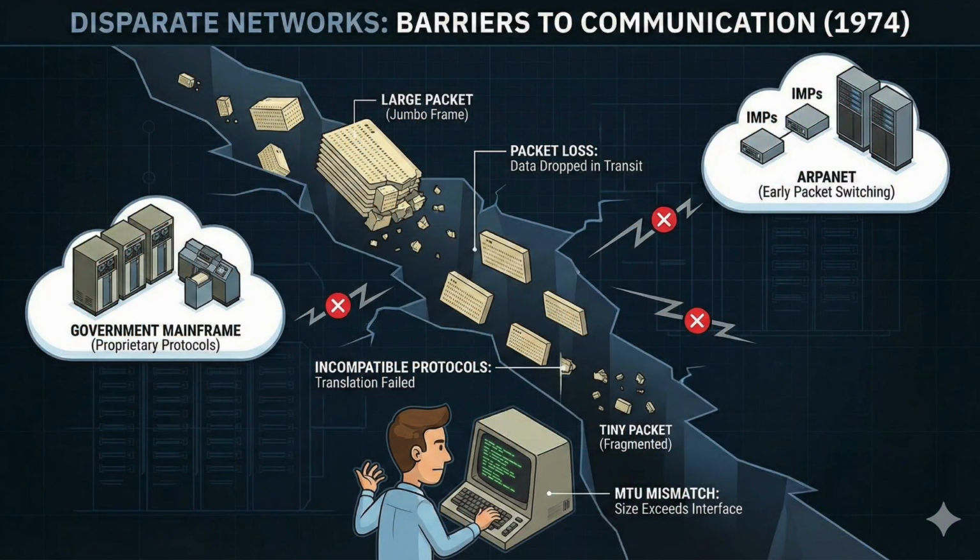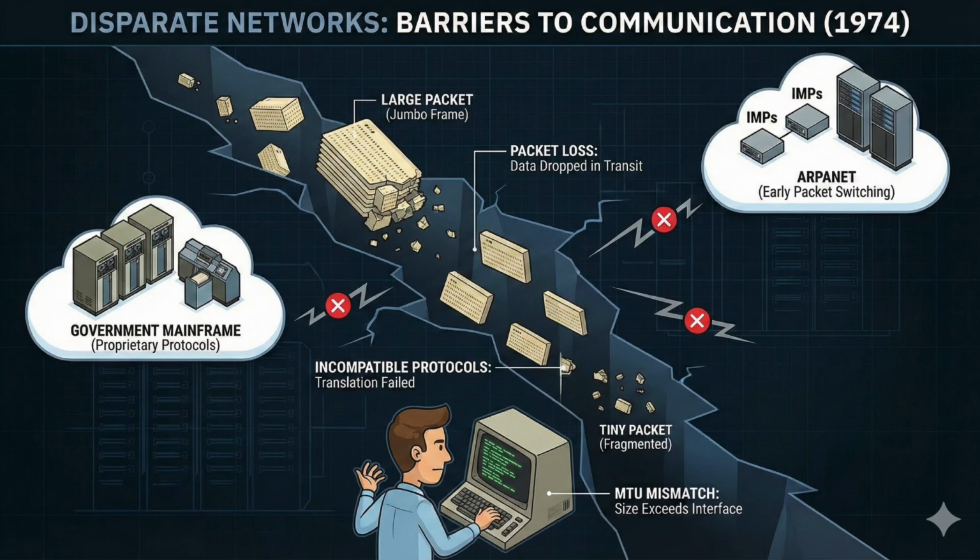Let's start in 1974. At this point, packet switching had proven itself, but there wasn't one network. There were multiple networks, each with its own hardware, addressing, and rules. The big challenge was, how do you make a message travel across different packet switched networks without forcing every network to redesign itself? This is where the classic internetworking idea lands. Build a common glue protocol that can ride over many underlying networks.